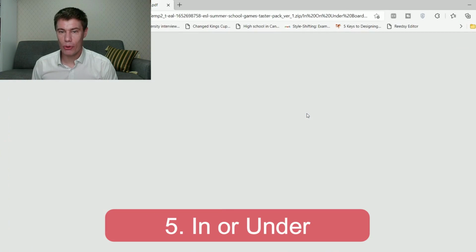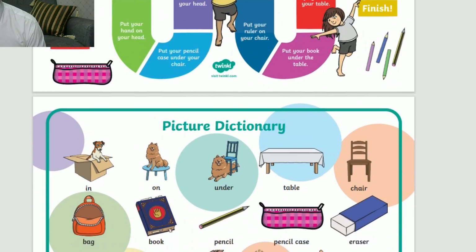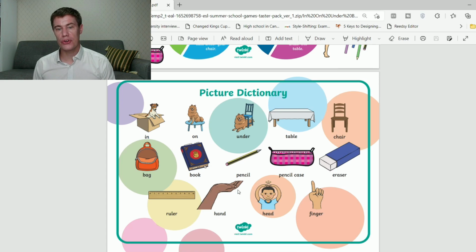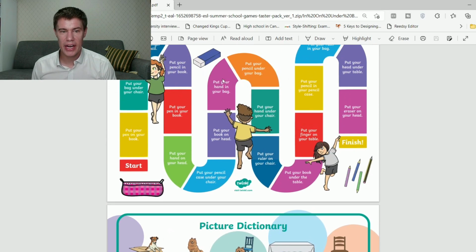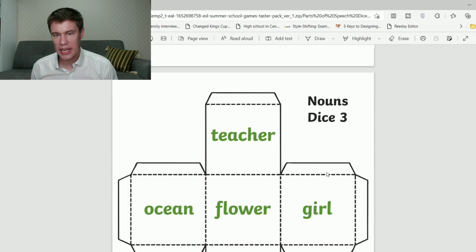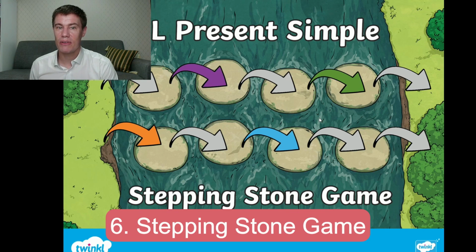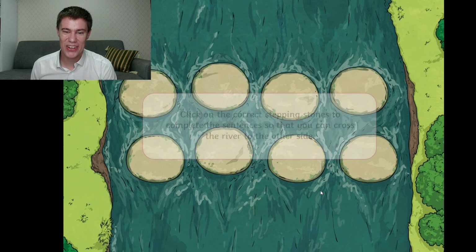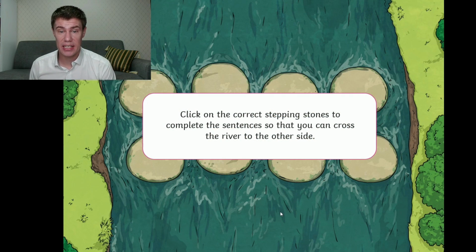In, on, under board game. This is where the students practice prepositions. First go through them so that they know the vocabulary, and then they have to go through the board game to the end. Parts of speech die that you can use. ESL present simple stepping stone game. You can edit this for other lessons too.